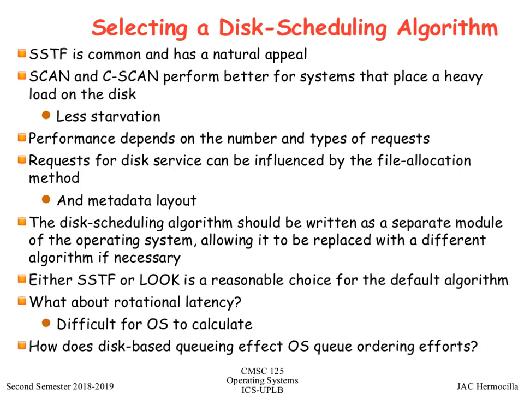Request for the service can be influenced by file allocation method and metadata layout. So, dito ngayon yung pagpasok ng chapter 11, which we will not be able to cover, yung file system. So, affected din yung algorithm selection kung ano yung type ng file system. Marami nang file system. We have FAT12, FAT32, NTFS, ext3, ext4. So, maraming klase. Depende sa file system na ginagamit. The disk scheduling algorithm should be written as a separate module of the operating system, allowing it to be replaced with a different algorithm if necessary.